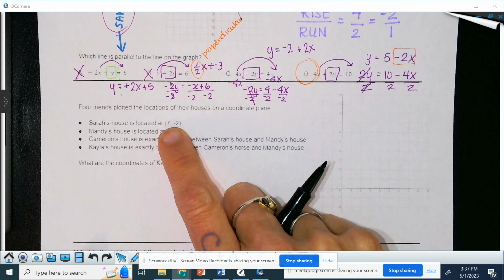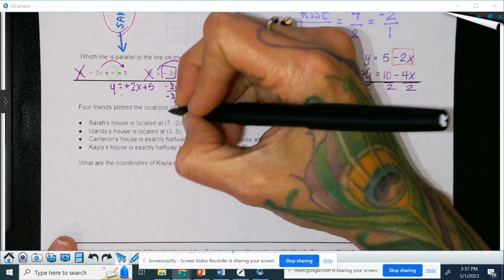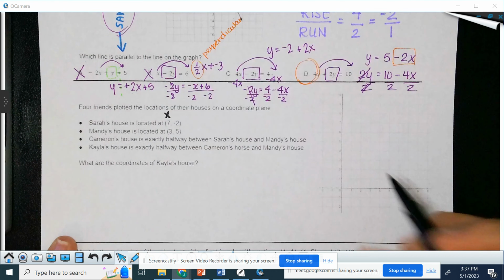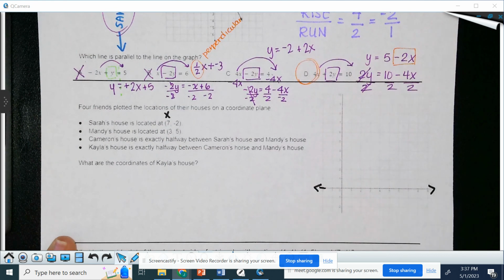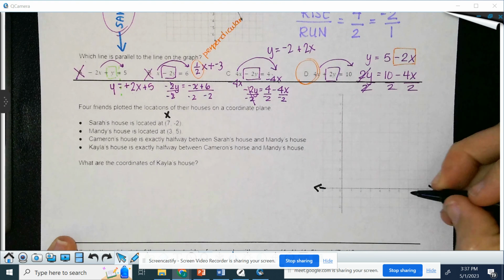Ooh, close. So this is our x value. Which direction does the x-axis go in? Left and right. So we're going to go left and right first. So we're going to go to 7. And then it's negative 2. So that's our y value. So then we're going to go down 2.